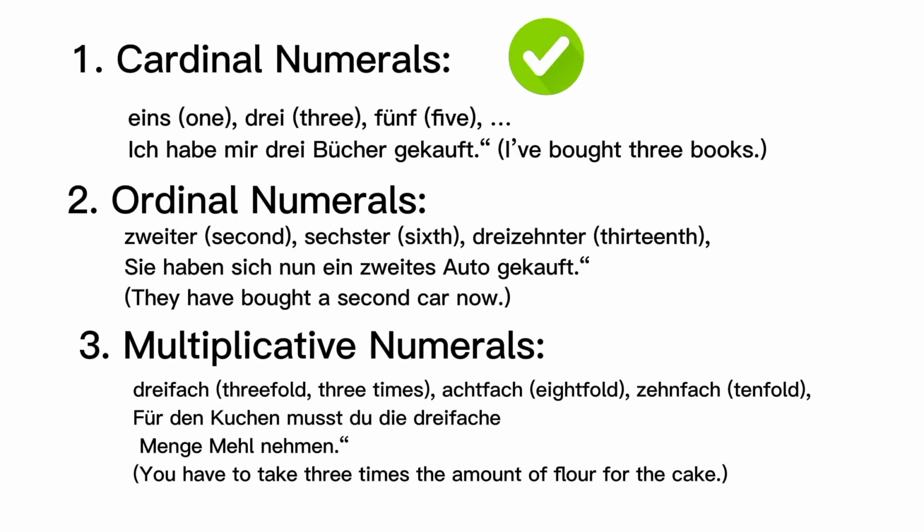First, we have cardinal numerals. Cardinal numerals are numbers like 1, 2, 3, 4, 5. In the example, you can see it's written that I have bought 3 books. In this, 3 is a cardinal numeral.